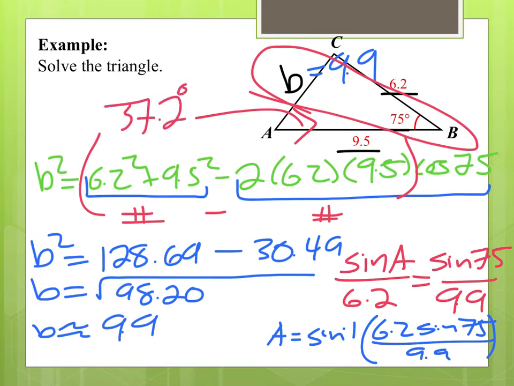Once I know A and already know B, I can subtract each one of those from 180 degrees to get my final angle. So angle C is going to equal 67.8.